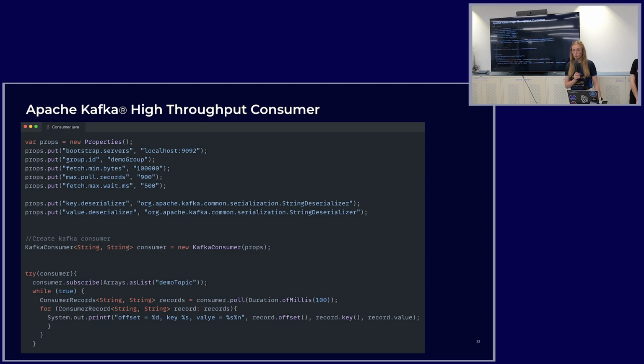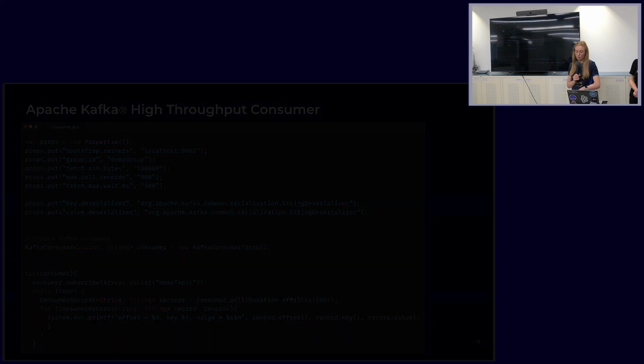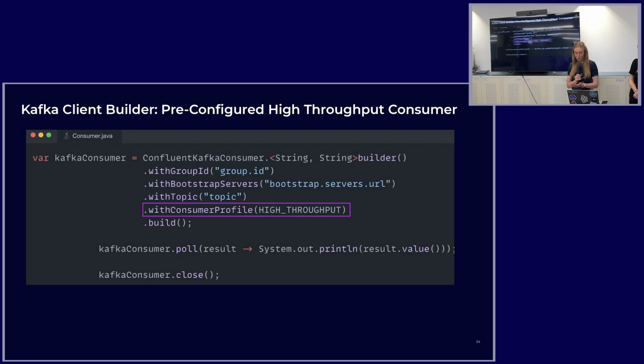So here's our high throughput consumer. Here we have to set all the properties. We have to set the key and the value deserializer. We then have to pass those properties through, and then we ultimately call poll, print them out. But with our high throughput consumer, we pass through the consumer profile, high throughput, and that's you consuming.